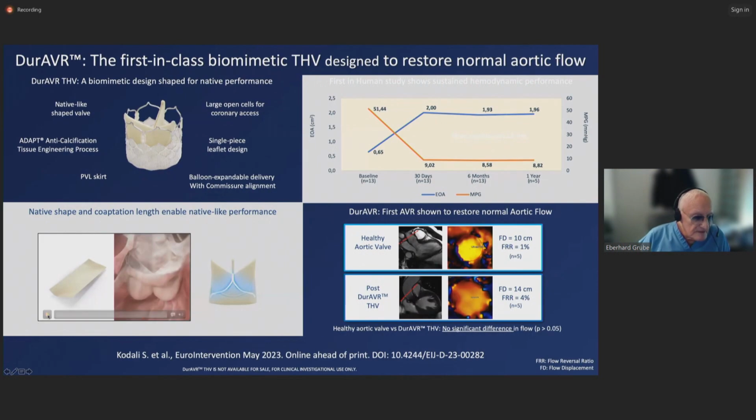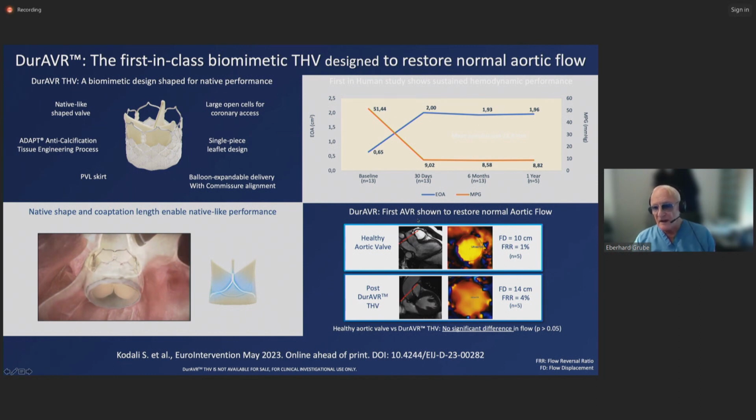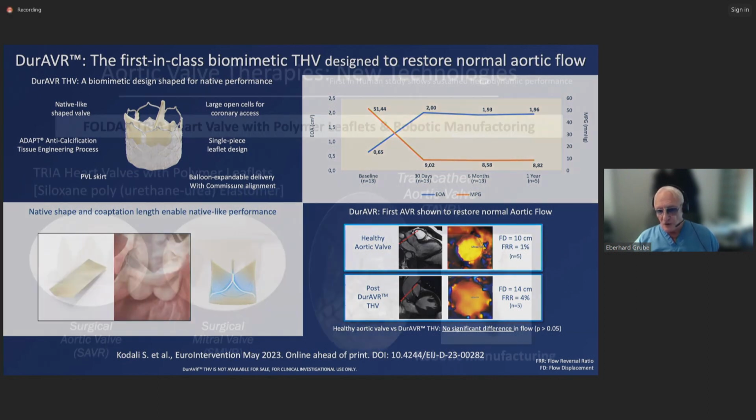It has a biomimetic design that's shaped for native performance. It has a low profile, large open cells for coronary access, an anti-calcification tissue engineering process, and it is a single-piece leaflet design. It is a balloon-expandable delivery with commissural alignment. On the right side, you can see great EOAs and low gradients. And down here, you can see that this might be the first one to show and restore normal aortic flow like in normal valves.